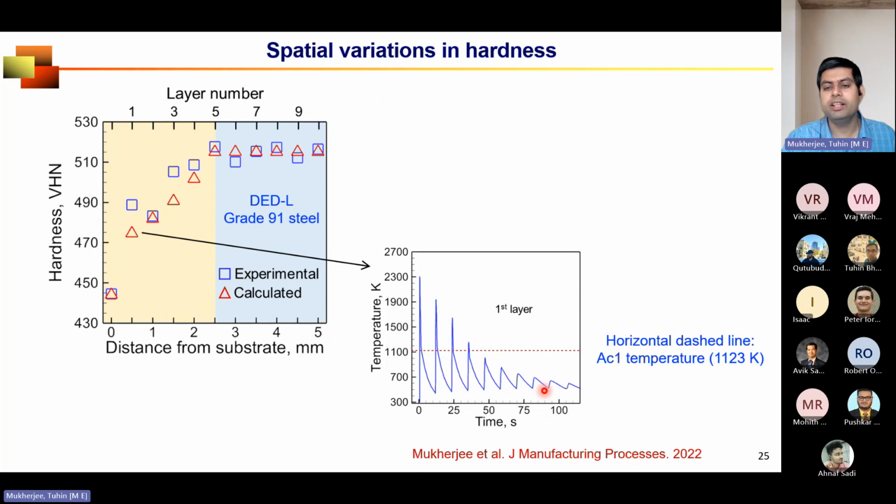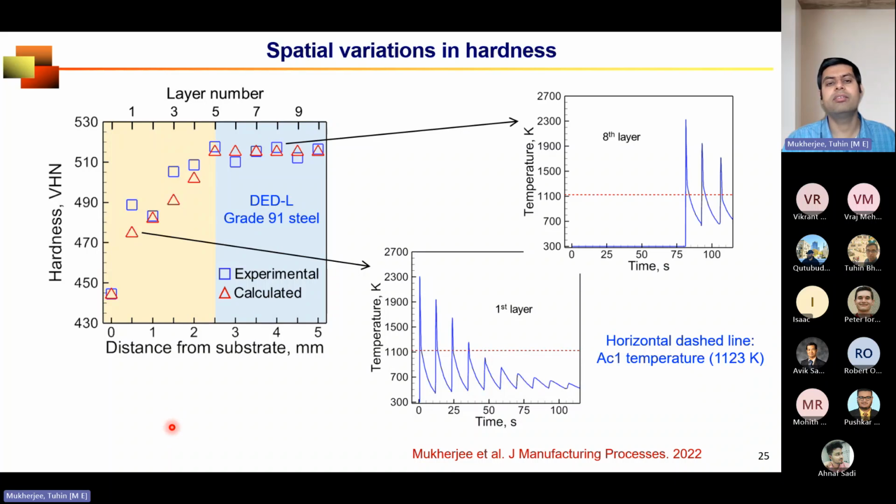And because of this repeated heating and cooling, all the martensite that we formed after the fourth cycle will become tempered martensite. Tempered martensite is softer than martensite. That's why the hardness, you can see, is lower than here because of the number of thermal cycles. But that will be significantly different if you look near the top.